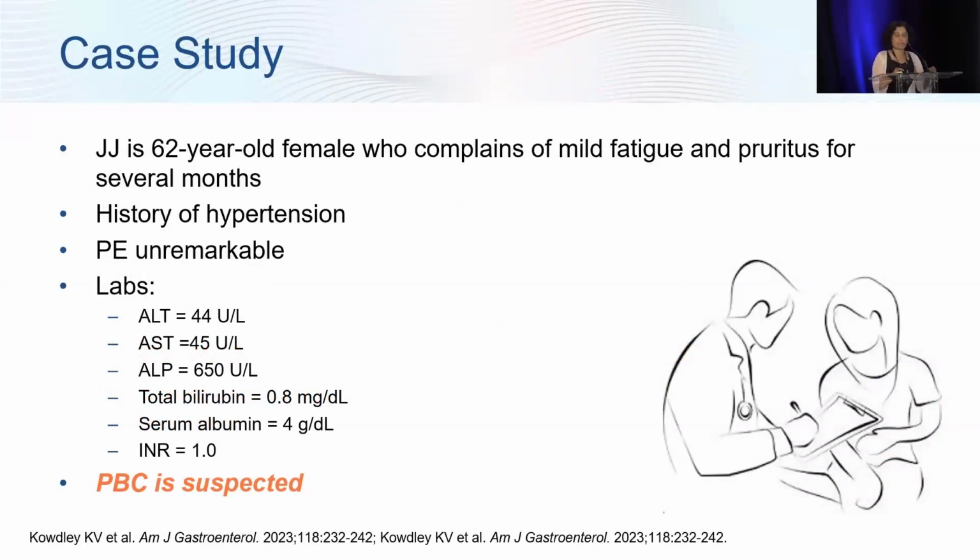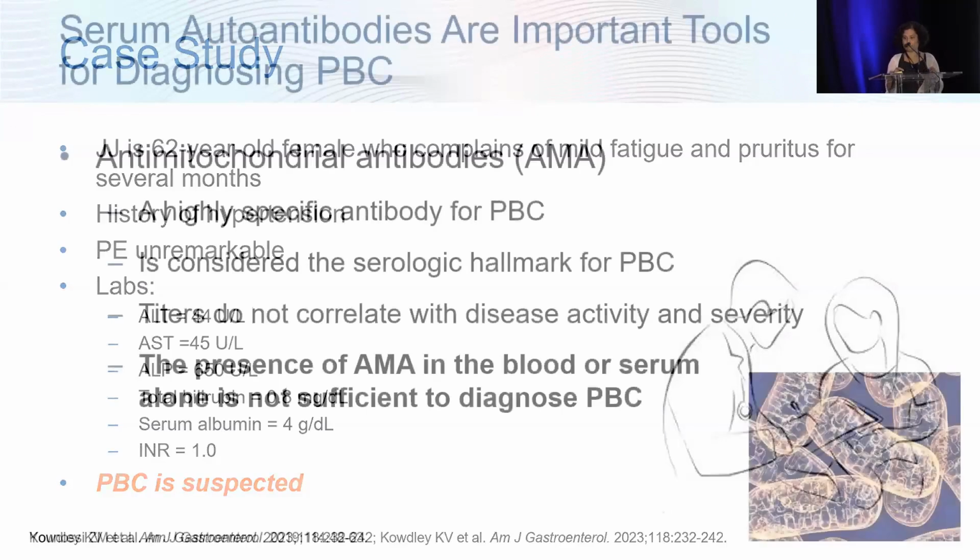So let's talk about a case study. JJ is a 62-year-old female who complains of mild fatigue and pruritus for several months. She has high blood pressure. Physical exam was completely unremarkable. Blood test showed an alkaline phosphatase elevated at 650. AST/ALT is mildly elevated into the 40s. Albumin and bilirubin are all good. So given the patient profile and the cholestatic pattern of the liver enzyme elevation, PBC is highly suspected.